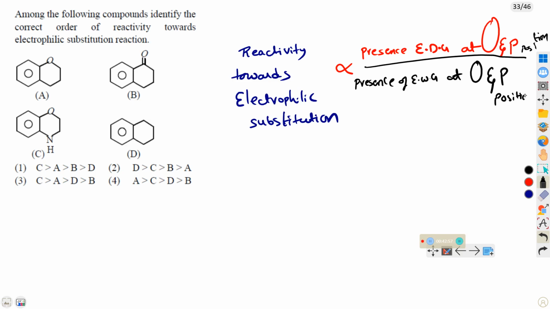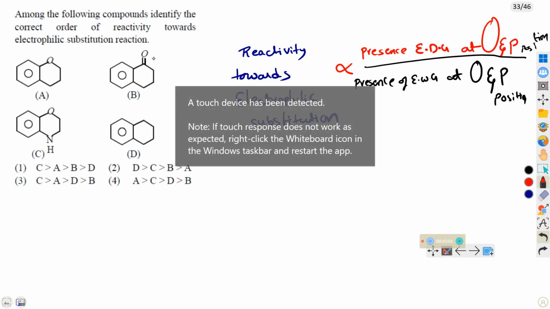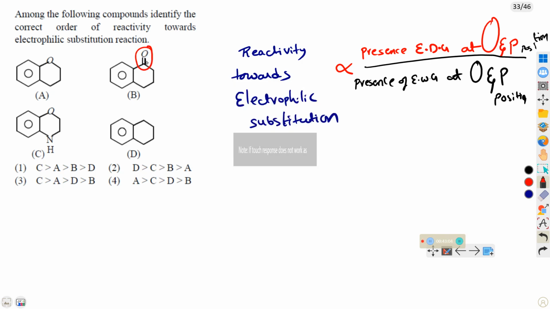Now identify the electron donating groups and withdrawing groups. C double bond O is an electron withdrawing group. Oxygen contains lone pairs, so it is an electron donating group. Even nitrogen contains lone pairs, so it is also electron donating. So here there are two electron donating groups, and here one electron donating group.